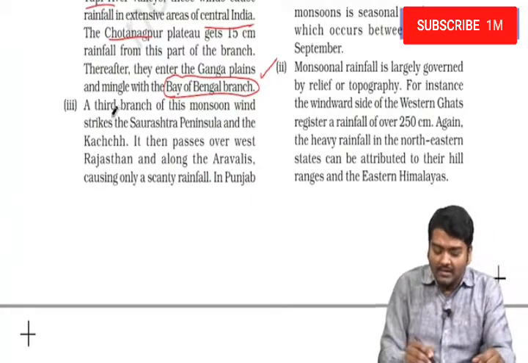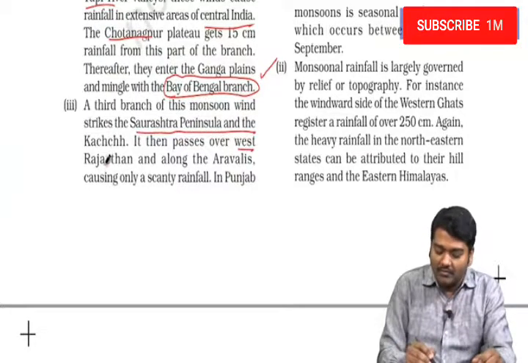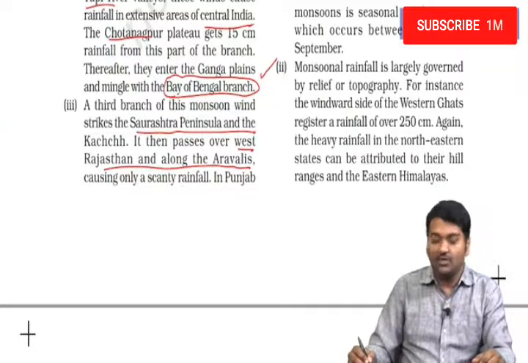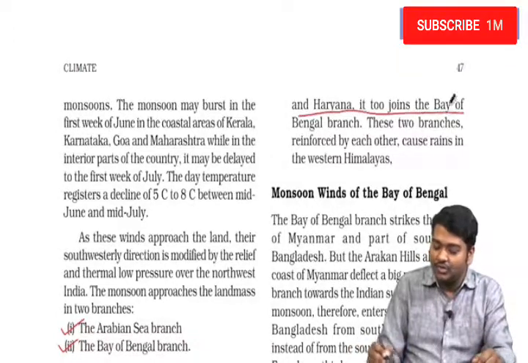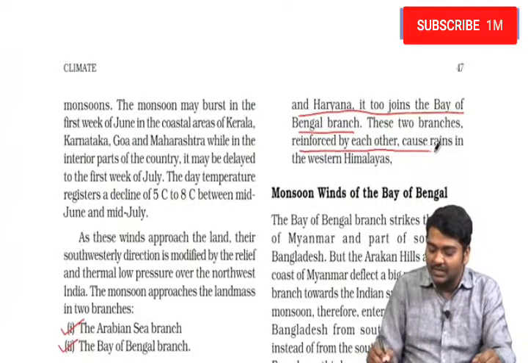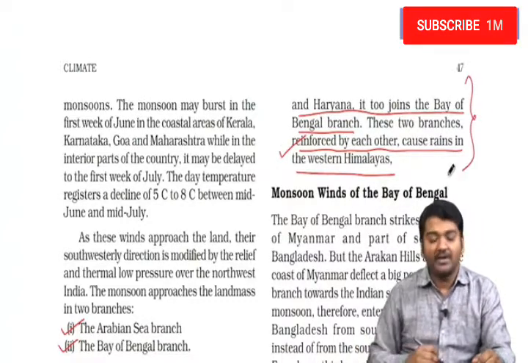And then the third branch of the monsoon wind strikes the Saurashtra peninsula, and here they move along western Rajasthan and Aravallis. As they move parallel, they usually give less rainfall. In Punjab and Haryana, it too joins the Bay of Bengal branch. These two branches, reinforced by each other, cause rains in the western Himalayas. Very, very important for us.